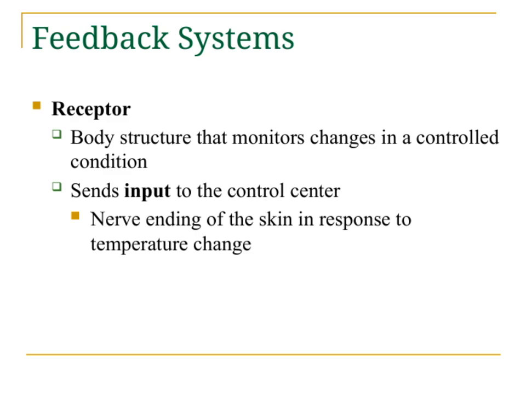For example, the nerve endings in our skin respond to temperature changes by relaying information about whether it's hot or cold. This process is a crucial part of our feedback systems, which help maintain homeostasis. Essentially, receptors act as the first line of communication, alerting our control centers so that appropriate responses can be initiated to keep our internal environment stable.